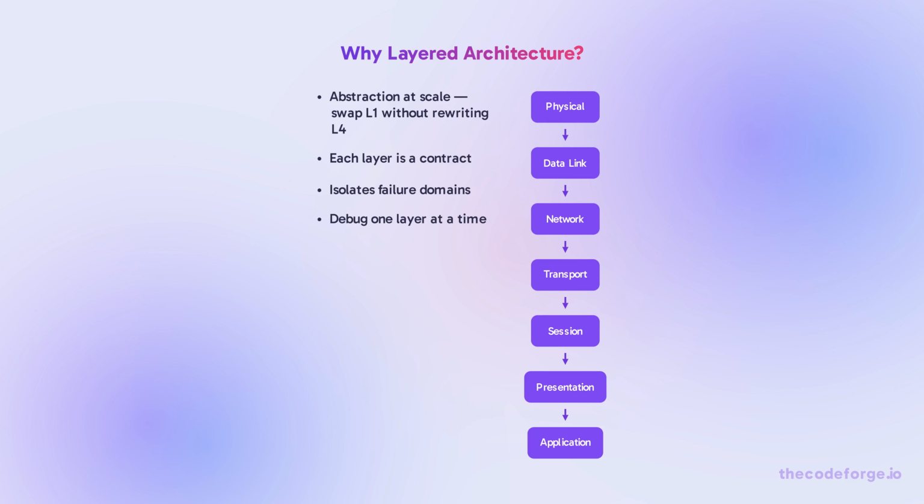The OSI model is layered for one brutal reason: abstraction at scale. Without layers, every engineer would need to understand every hardware detail to troubleshoot a single timeout. Layers let you swap out the physical layer without rewriting your TCP stack. Each layer is a contract.